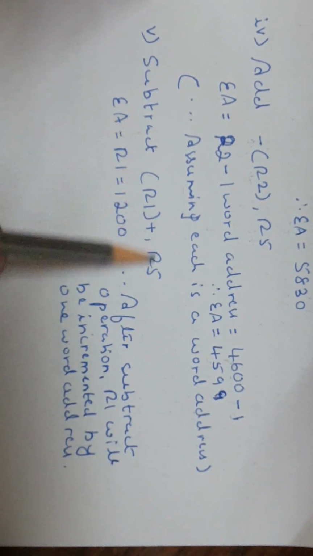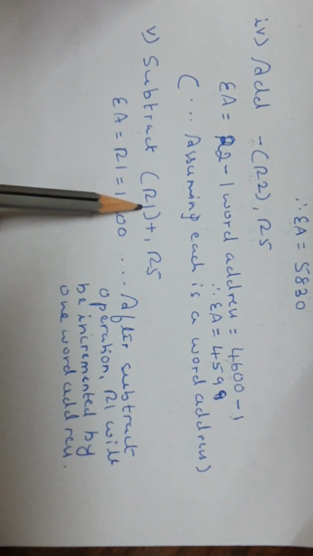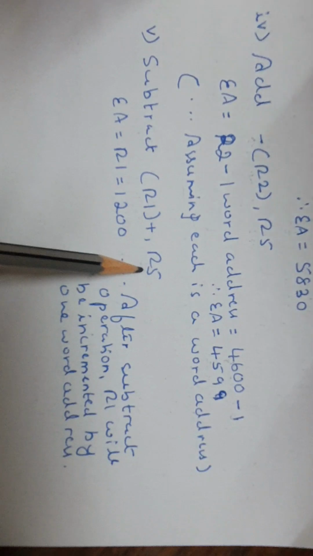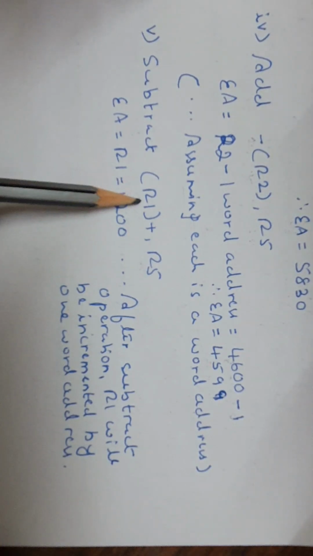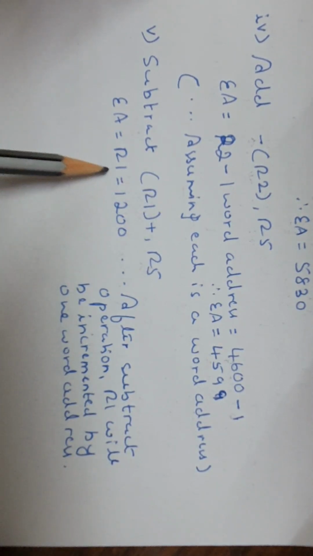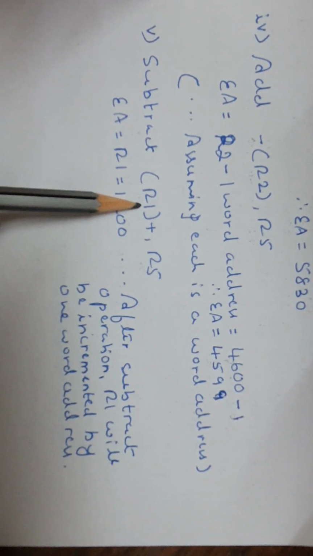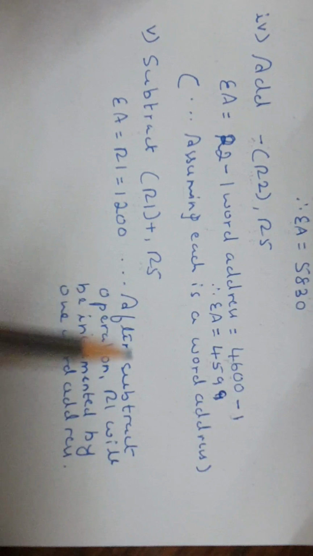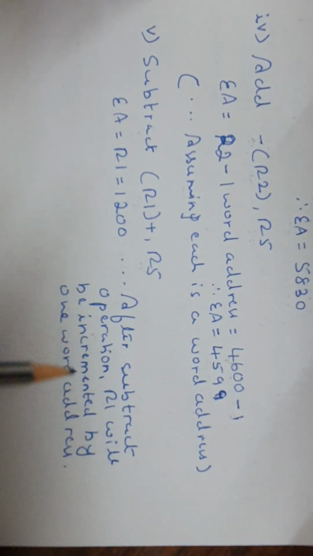So first it must subtract this R1 pointed memory content from this R5 content and result has to be stored in R5. Here R1 value given is 1200. So from 1200 memory location, whatever content is there, R5 is subtracted and result is kept in R5. Then R1 is incremented. Anyway, the operand is brought from 1200 memory location only. Hence effective address is 1200. After subtract operation, R1 will be incremented by one word address.